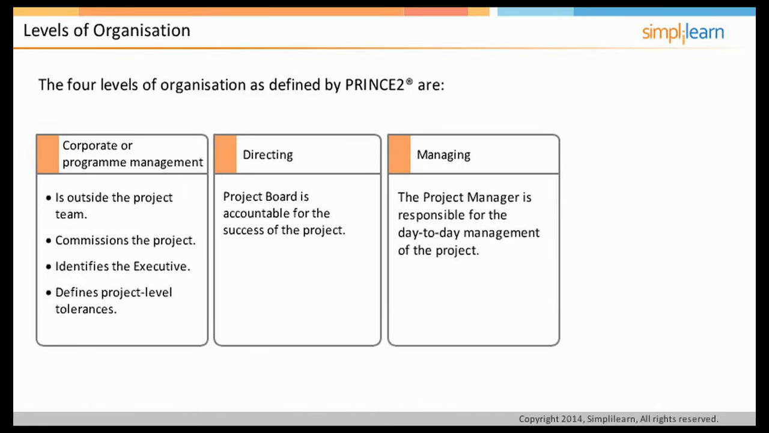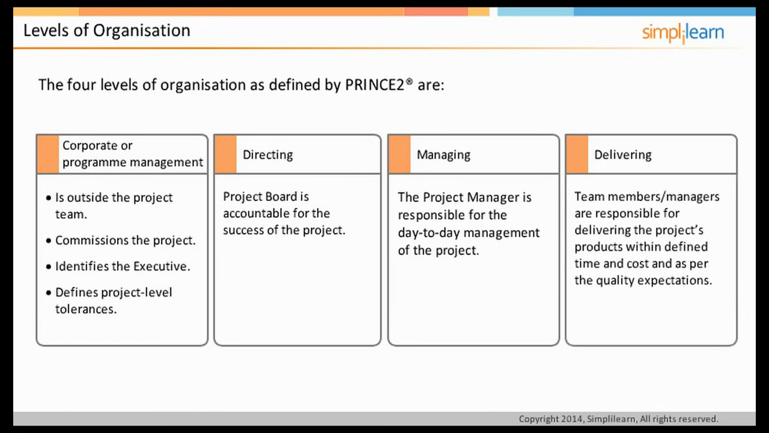The project manager's prime responsibility is to ensure the project yields the required products in accordance with the time, cost, quality, scope, risk, and benefit performance goals. The last level is called delivering. Representing this level, team members or managers are responsible for delivering the project's products within defined time, cost, and quality expectations. In the next screen, we will look at the project management team structure.